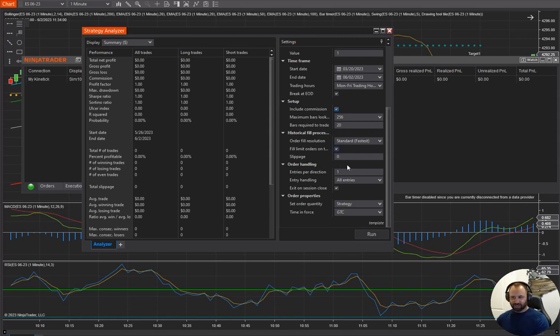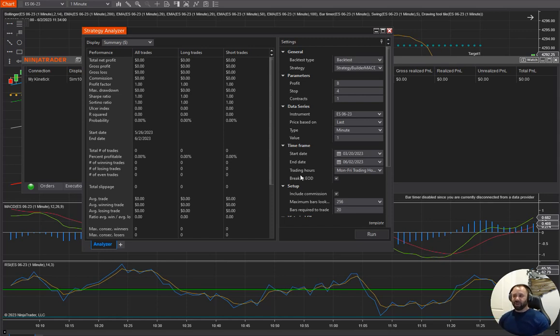Same goes with the stop loss. We'll leave slippage at 0. We can get into this in just a minute. Entries per direction, let's up that to 2. That allows us to have up to 2 entries if we don't get our initial fill and it fills the conditions again. And then we'll leave everything else the same. Set order quantity per the strategy, time in force, good till close.